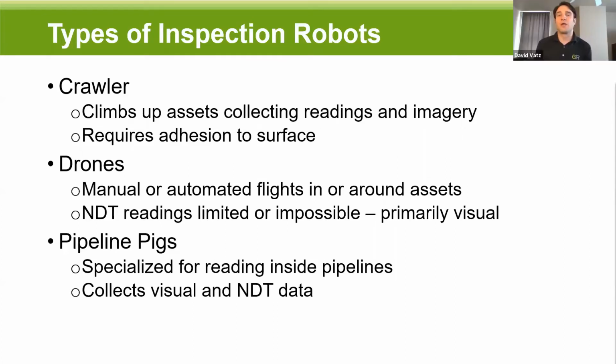Yeah, sure. So I'll give you the example of the Gecko crawler. Right now, the way the Gecko crawler adheres is through magnetic wheels. So our robot can climb up any ferrous surface, like a carbon steel tank or carbon steel boiler walls. However, there are adhesion methods being worked on to allow climbing up of non-ferrous surfaces, such as stainless steel.